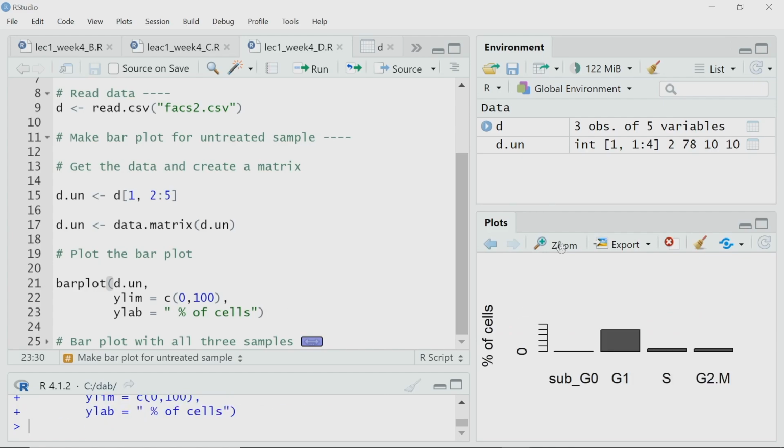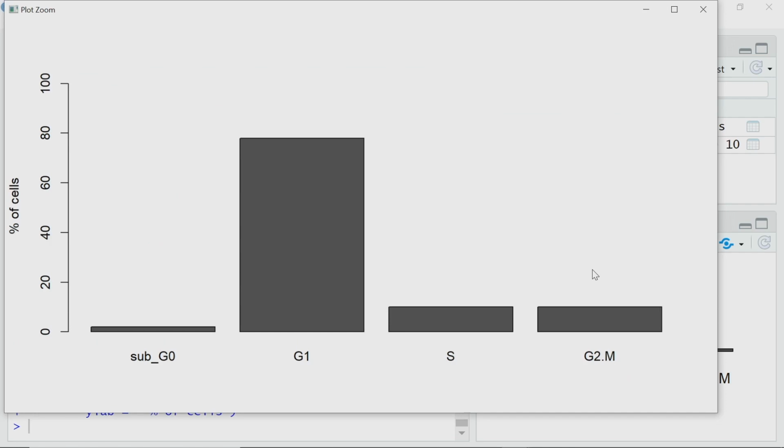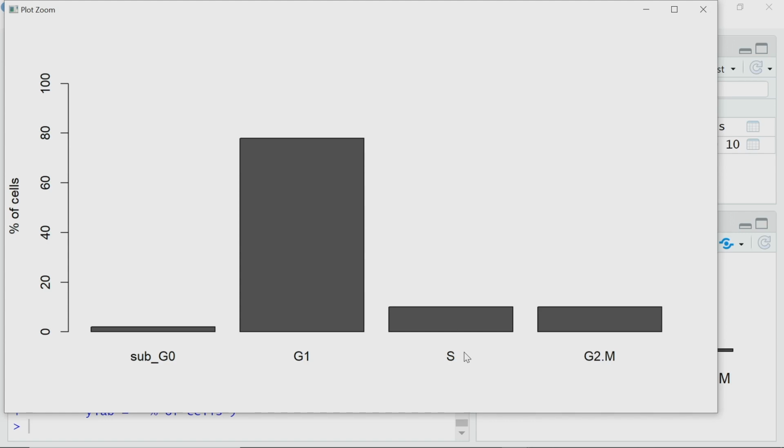Let me zoom in. This is a standard bar plot you expect. I have 4 categories in the horizontal axis. Remember, this is categorical data. So, I have 4 categories: sub G0, G1, S, G2M, and for each category, these are untreated cells, so these are percentages of cells. For example, almost 80% of the cells in this untreated population are in G1 phase, whereas very little, maybe 2% or 3%, are in sub G0, which is expected for an untreated sample.